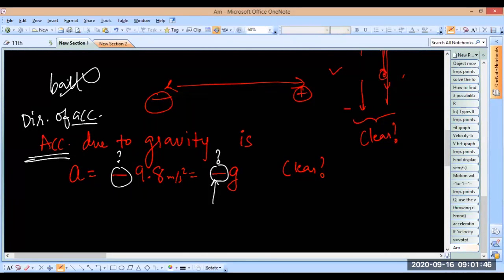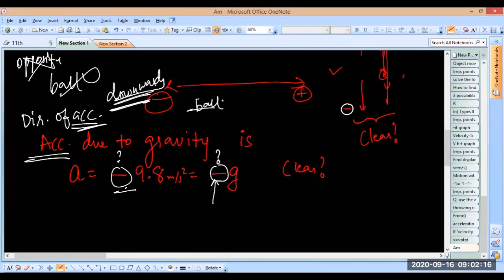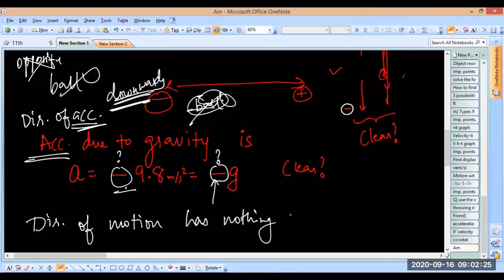All right, is that clear? Also, it has nothing to do with opposite. The ball may be going up or down, it doesn't matter, right? Earth will attract the ball in which direction? Downwards, correct? Earth will always attract the ball downwards, agreed? So this acceleration is always downwards, and because we are taking downwards as negative, that's why we are putting minus. This has nothing to do with the ball. Remember that sentence? Direction of motion has nothing to do with direction of acceleration.